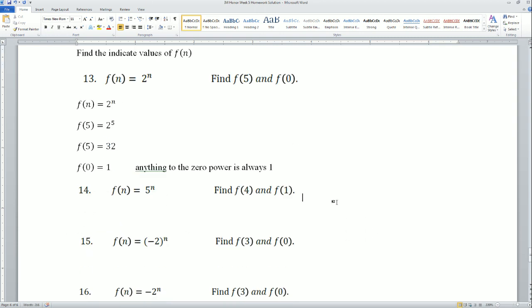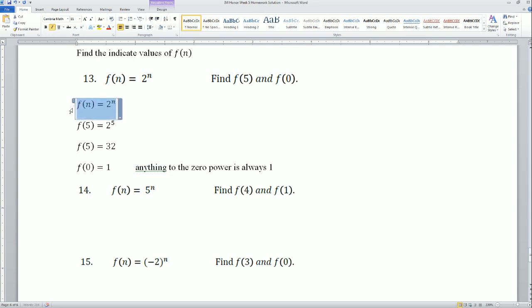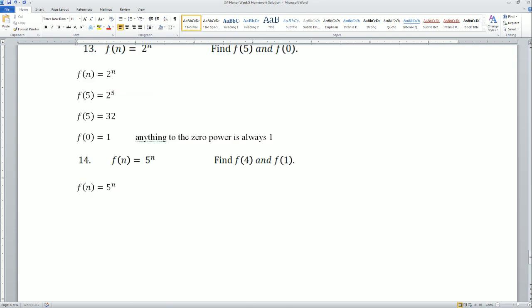Alright, next. I have the function is 5 to the n. So I'm asked to find f of 4. So this is 4. Substitute 4 here for n. Where n is, you're substituting in 4. What is 5 to the 4th power? Okay. 5 to the 4th power should be simple.